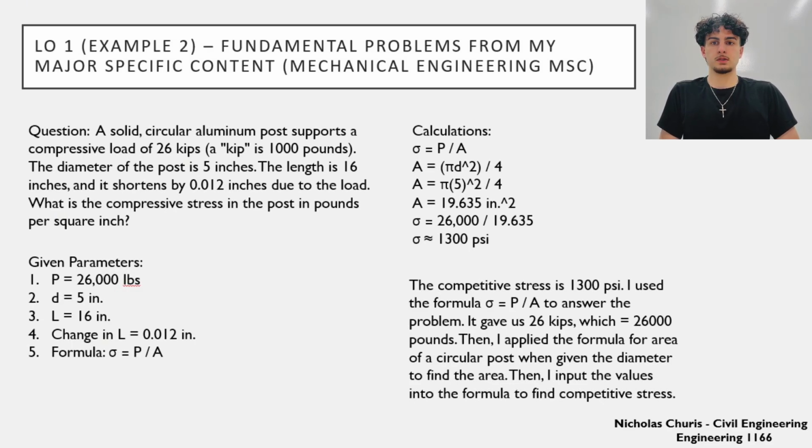The problem was asking what is the compressive stress in the post in pounds per square inch. They gave us 26 kips, and a kip is 1,000 pounds, so I got the pounds by multiplying those two together to get 26,000 pounds.